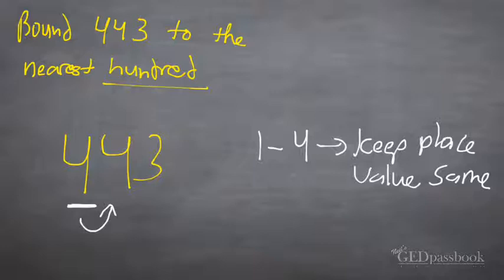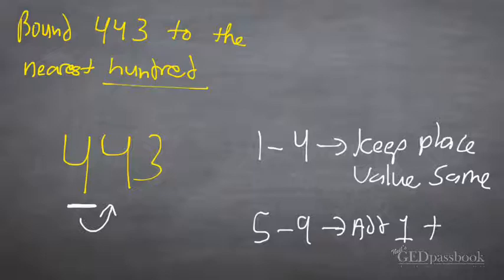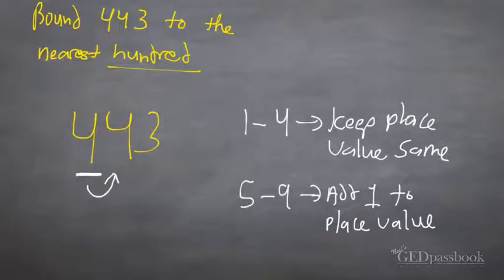Okay. If this neighbor to the right of your place value happens to be between 5 and 9, you are going to add 1 to the place value. All right, so now I got my rules. Let's actually do this now. Let's actually do this as a class.